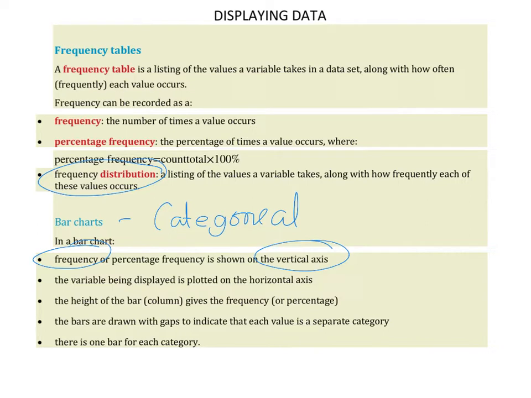And therefore the variable, so whatever we're looking at, whether it be hair colour, eye colour, so on, would be on the horizontal axis. The height of the bar gives the frequency. The bars are drawn with gaps. That is extremely important. So a bar graph or a bar chart will always have gaps between the bars, and one bar for each category. And we try to draw the bars all the same width, and we try to have the gaps between the bars being exactly the same as well.